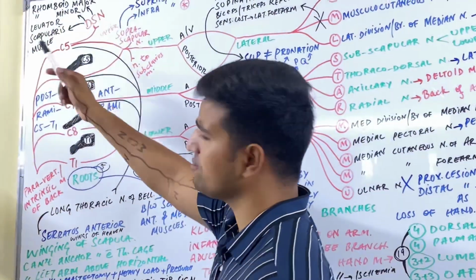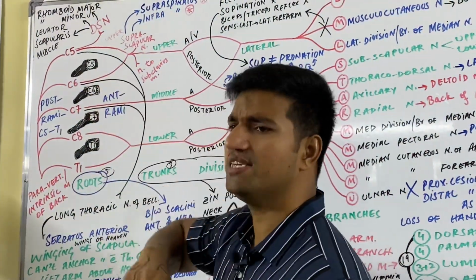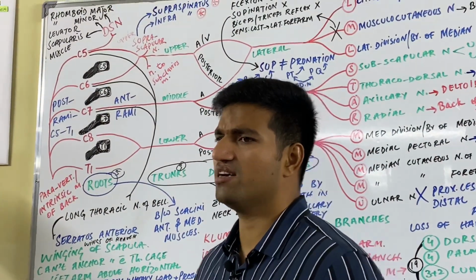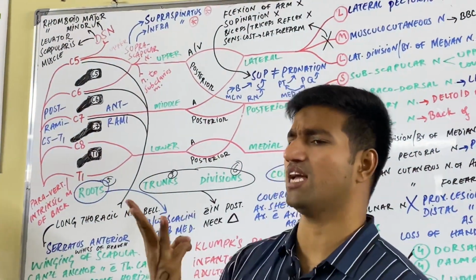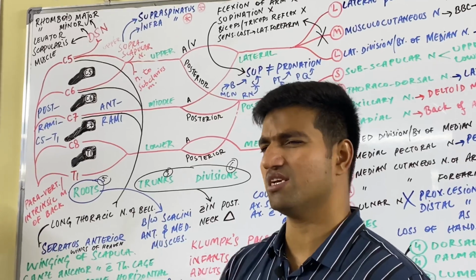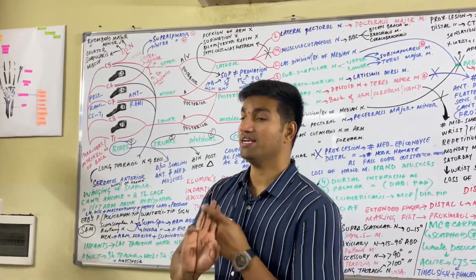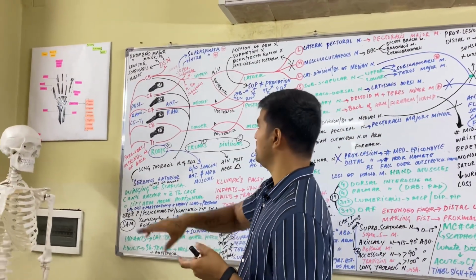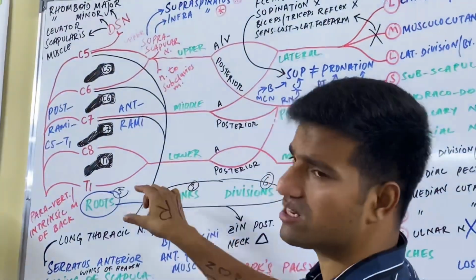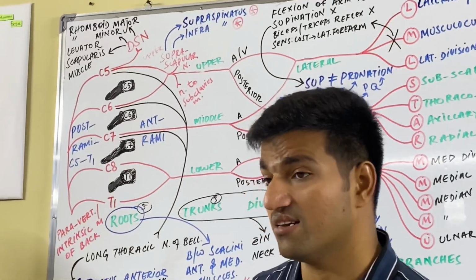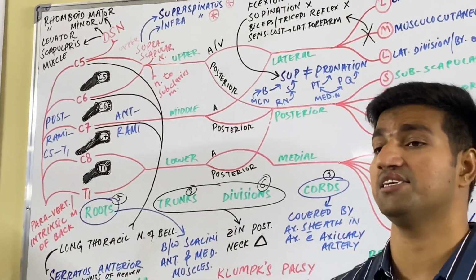Okay, we talk from the very beginning. C5 independently will give a nerve called the dorsal scapular nerve. The dorsal scapular nerve will innervate three types of muscles: rhomboid major muscle, rhomboid minor muscle, and levator scapulae muscle. Then from C5, C6 and C7 another nerve starts, called the long thoracic nerve, and it innervates the serratus anterior muscle.